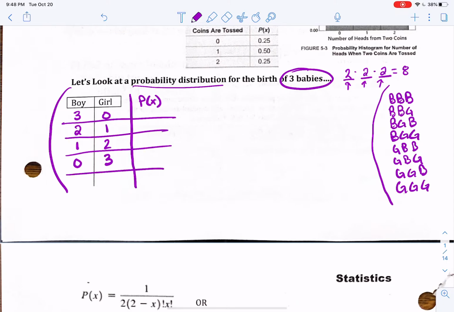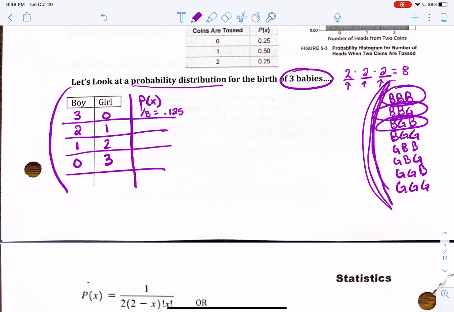Out of this list of 8 that's over here, I only had 1 combination out of the 8 that had 3 boys and 0 girls. And 1/8 as a probability is 0.125. Okay, so that's 1/8. 2 boys and 1 girl occurred here and here. So there are 2 combinations out of 8, which is 1/4 or 0.25. 0.25 is the probability that I'm going to have a 2 and 1 combination, because order, we're kind of taking order out of the picture there.